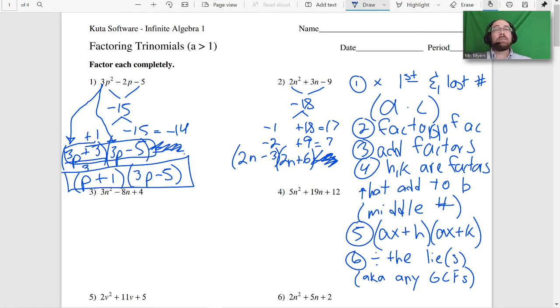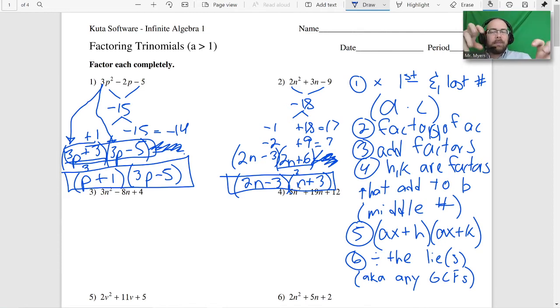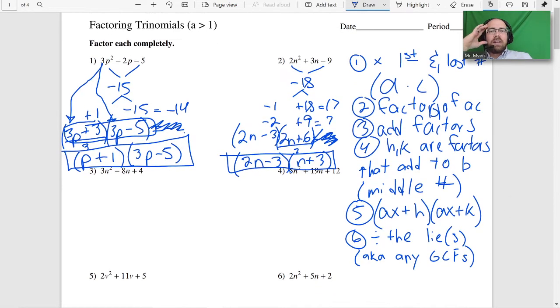There's going to be at least one lie. There might be two, but there's going to be at least one. And it looks like the lie is right here because there's the GCF of 2. So the final answer is 2n minus 3 and n plus 3. And there we go. All right, now we're going to start consolidating the steps. Now that I've worked out the steps, followed the steps to a T, we're going to start consolidating the steps a little bit.